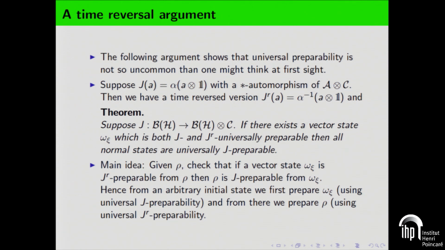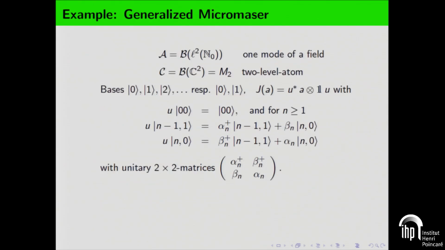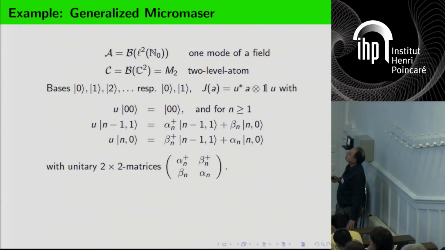Given that, it's easy. Now, if you have an arbitrary initial state, you can first use the universal J preparability to prepare the omega xi. And then, using the argument before, with the universal JR preparability, you prepare the rho from that. So you do it in two steps, taking this vector state as an intermediate. So it's a relatively plausible theorem, and you can already do some nice examples with that.